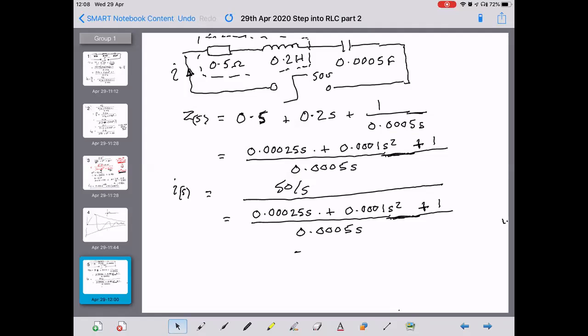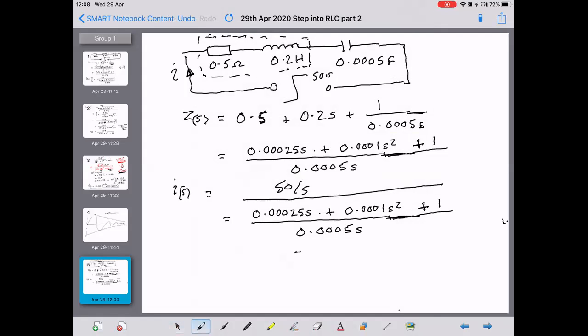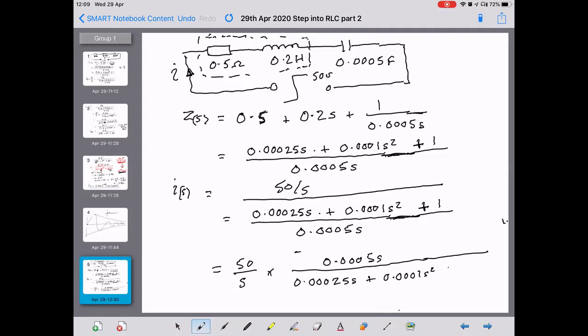And then we've got the bit where we want to multiply out. So we have 50 over s, and we multiply that by the other fraction turned upside down. So we've got 0.0005s on the top, 0.0025s on the bottom, plus 0.301s squared, plus 1. You all get that far?